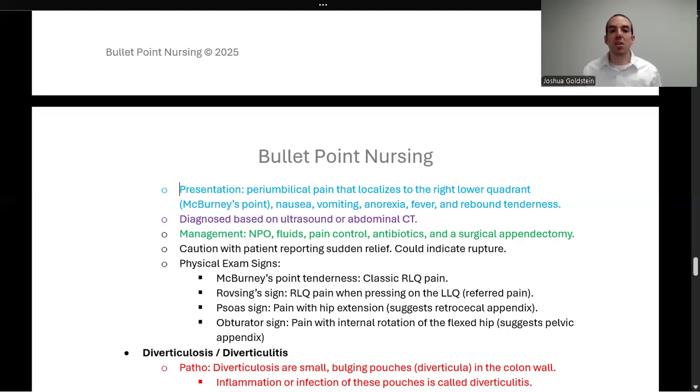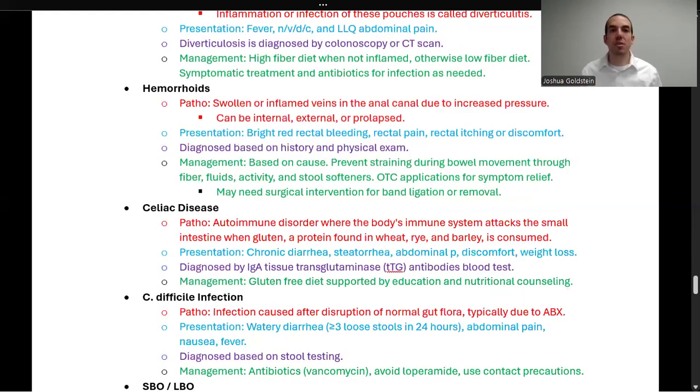Next, let's have diverticulosis and diverticulitis. So diverticulosis are small bulging pouches, which are called diverticula, in the colon wall. Inflammation or infection of these pouches is called diverticulitis. So diverticulosis is if the patient develops these pouches, and if they become inflamed or infected, that becomes diverticulitis. So we're going to talk about these two pathologies together.